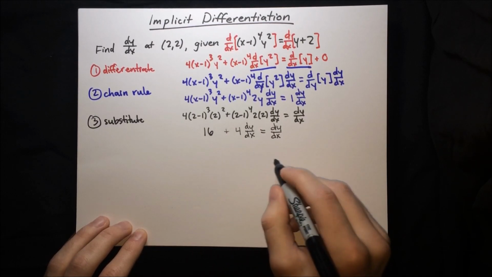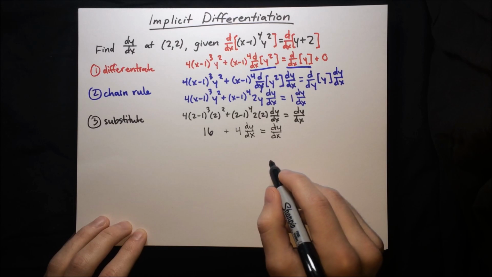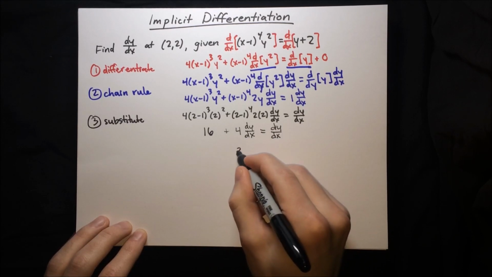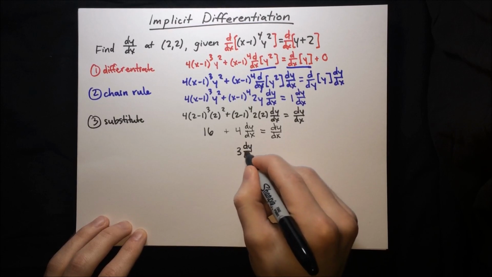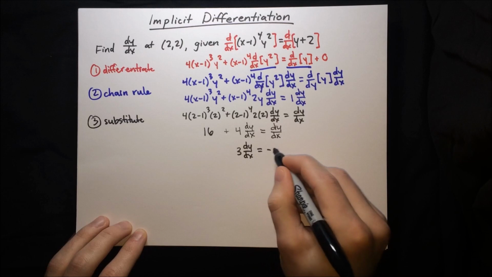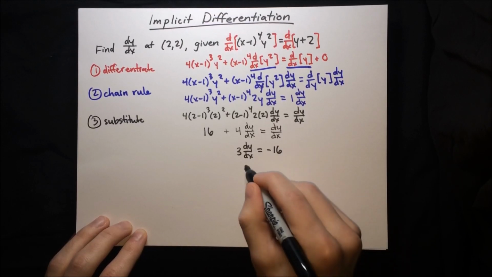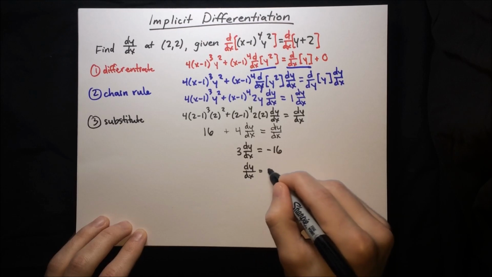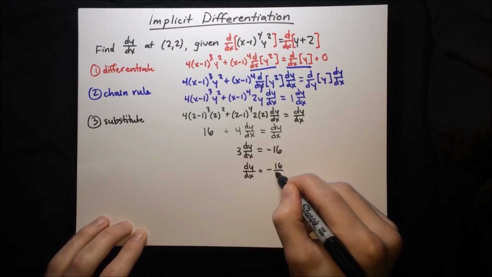And we'll go ahead and solve it here. So we'll go ahead and subtract this dy dx from this side. So we get dy dx. And we'll move that 16 over. We'll subtract 16. And then we just need to divide by the coefficient. So dy dx equals negative 16 over 3.